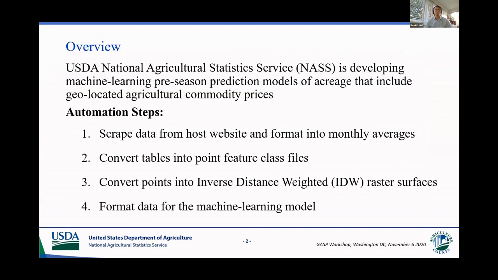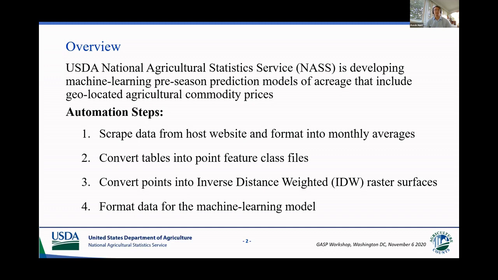So the overview of this project is that NASS is focused on developing machine learning pre-season prediction models for acreage of corn and soybeans right now. This data set includes geolocated agricultural commodity prices. And there are some steps to get that price data in a high resolution, which is what we want. We want 30-meter resolution. So that's the premise of this.